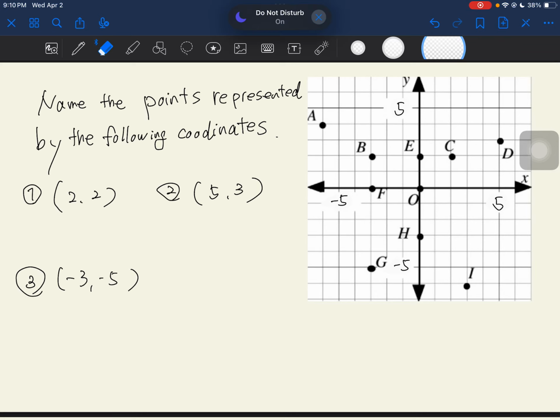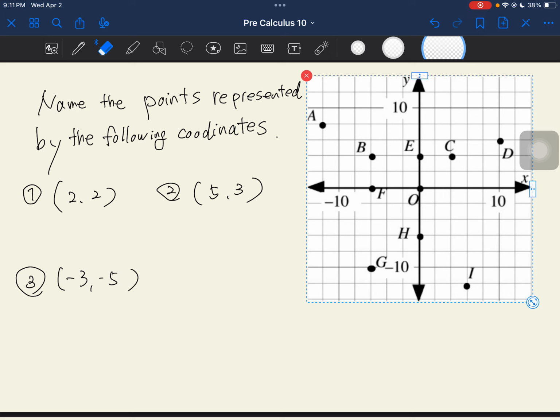Alright, today I'd like to explain about coordinates. This is one of the topics in Pre-Calc 10, and this topic is actually basic but very important in mathematics. So let me explain about it.